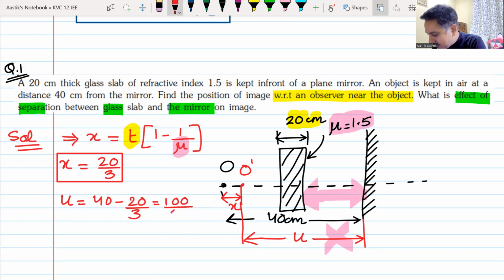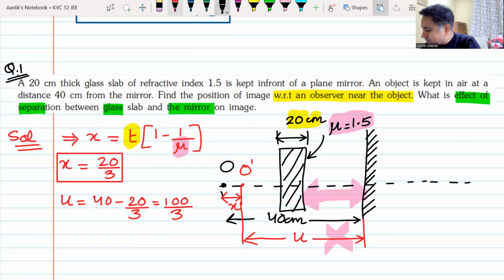So now, if the value of u is 100 by 3, you know how much will be v. Wow, Karthik, 80 by 3, that is correct. Well done, Karthik. 100 by 3, my dear friends. 100 by 3 is the distance u. The object now appears 100 by 3 from the mirror. Where does the image form? The image will form on the other side. Yes or no?